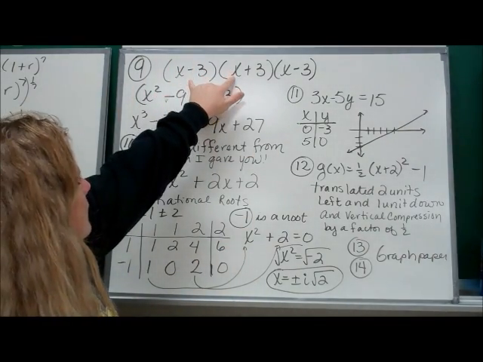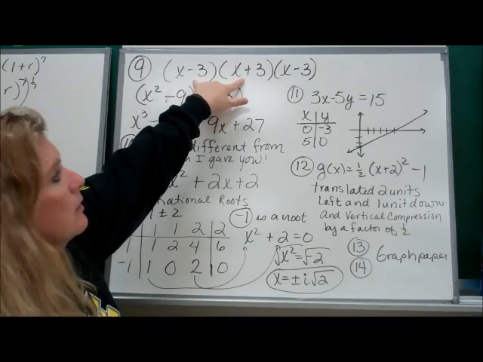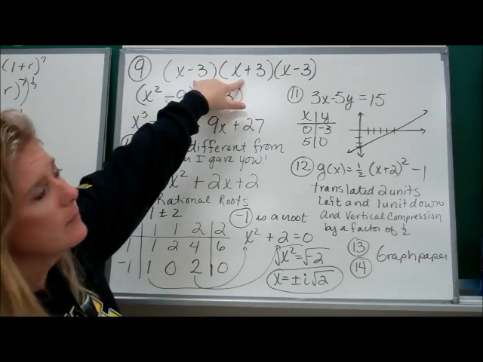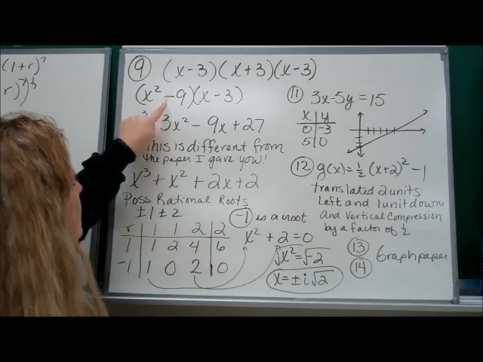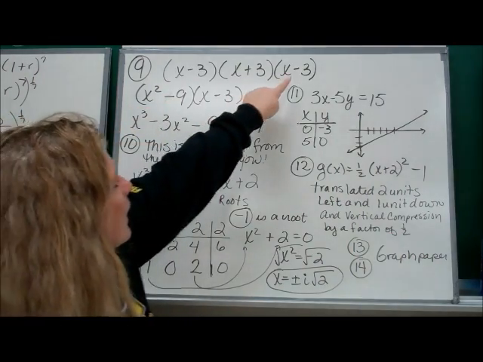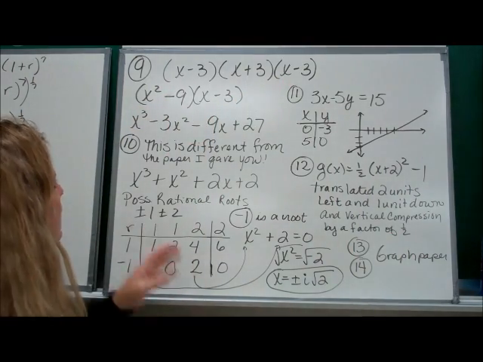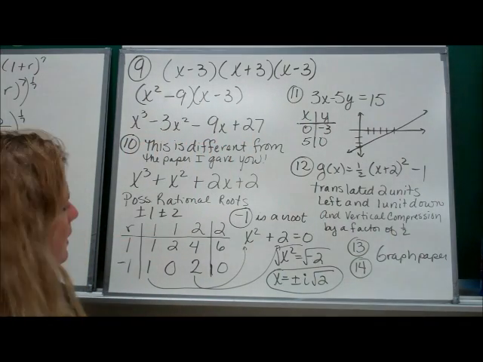When you multiply these two, this is going to give you the difference of two perfect squares. Okay, so it's going to be x squared minus 9. Now we still have to multiply by the x minus 3. When we do that, this is our equation.